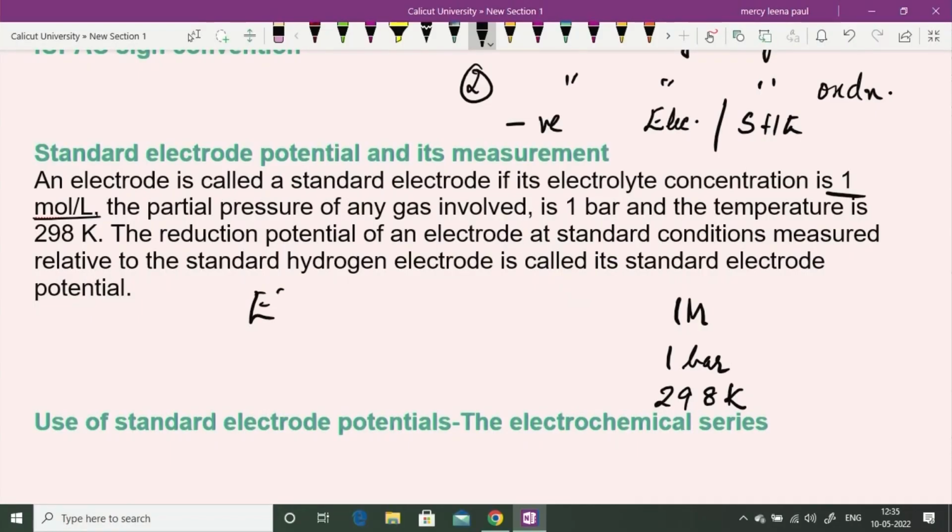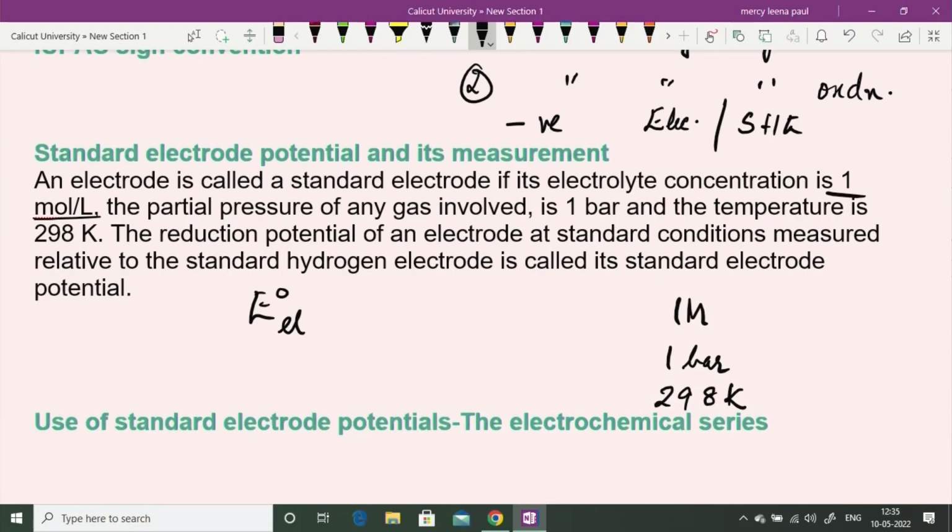If I am maintaining the standard conditions for a particular electrode, I represent that as E naught. What does it show? This electrode is under standard conditions: solutions at 1 molar, gases at 1 bar pressure, and temperature at 298 Kelvin. Now, the standard electrode we are going to combine with the standard hydrogen electrode, SHE. When I combine these two, you will be getting a cell.